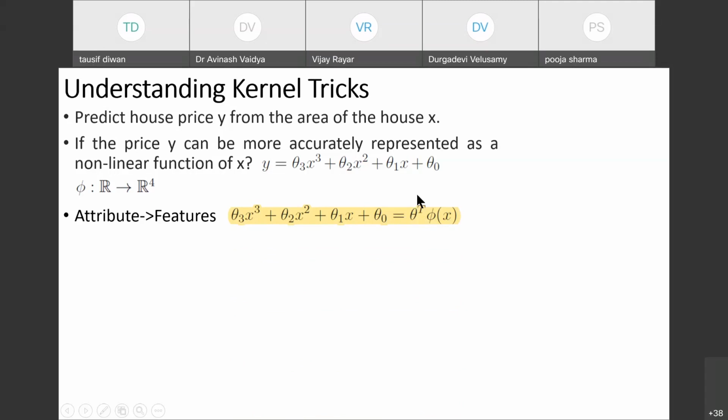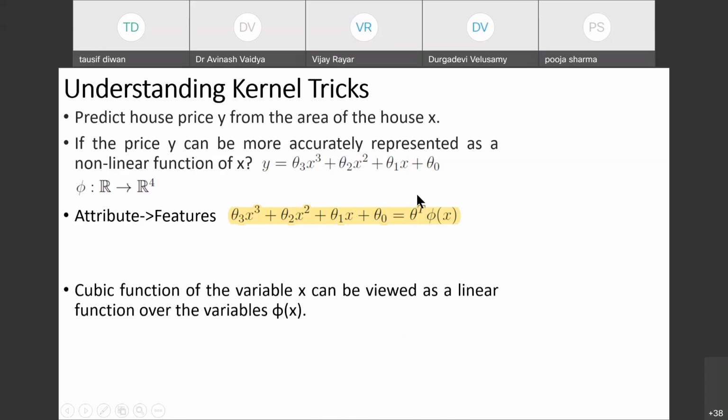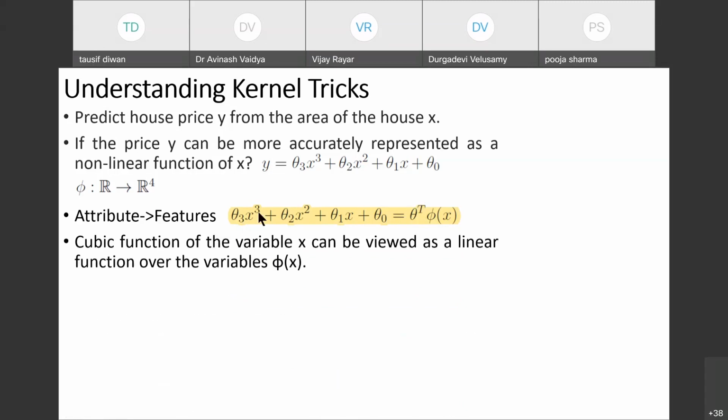Theta 3, theta 2, theta 0. Okay, this is theta 3, theta power 3. This is a cubic function. Cubic function of which variable? This independent variable x can be viewed as a linear function over the variable phi of x. Is it possible? Yes, if we can represent this with the help of a vector.